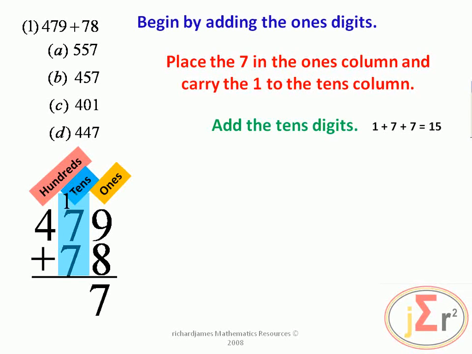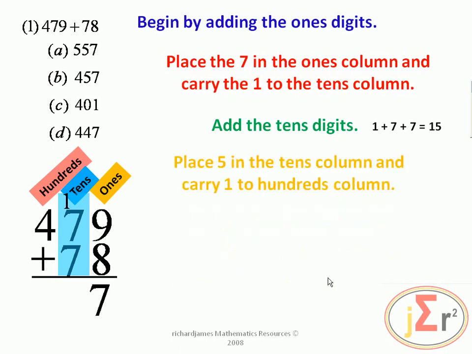So Jerry supplied the answer 15. So what do we say now? Place 5 in the tens column and carry 1 to the hundreds column.